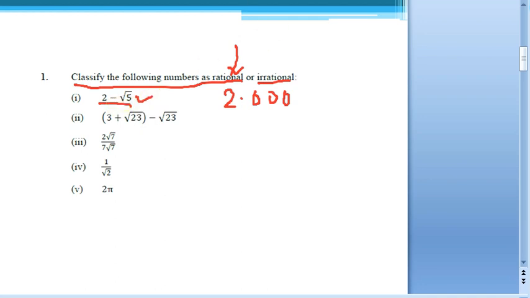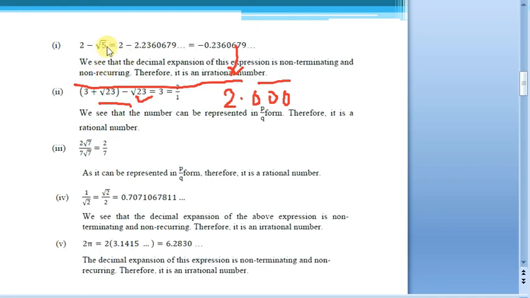Why? Because the decimal expansion of root 5, if you see here, is 2.2360679, and it is not going to be terminating or repeating at any point of time. So from 2 you are subtracting this, and you get 0.232 and so on. Now the decimal expansion is non-terminating and non-recurring, so that's why it is going to be an irrational number.